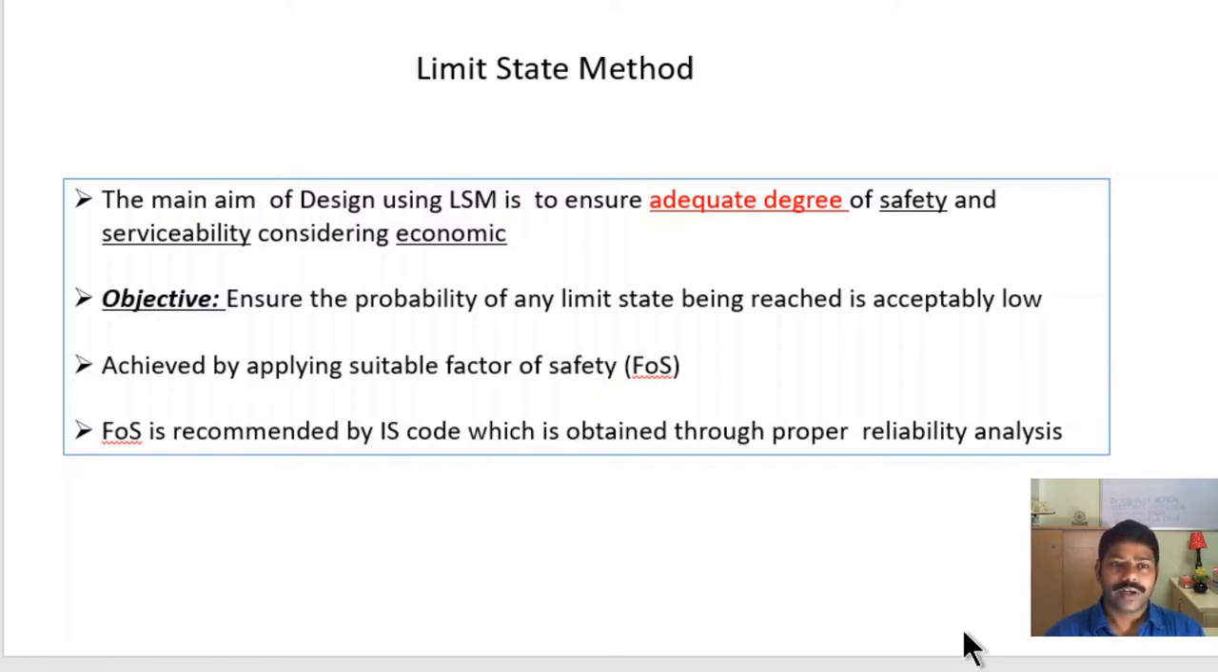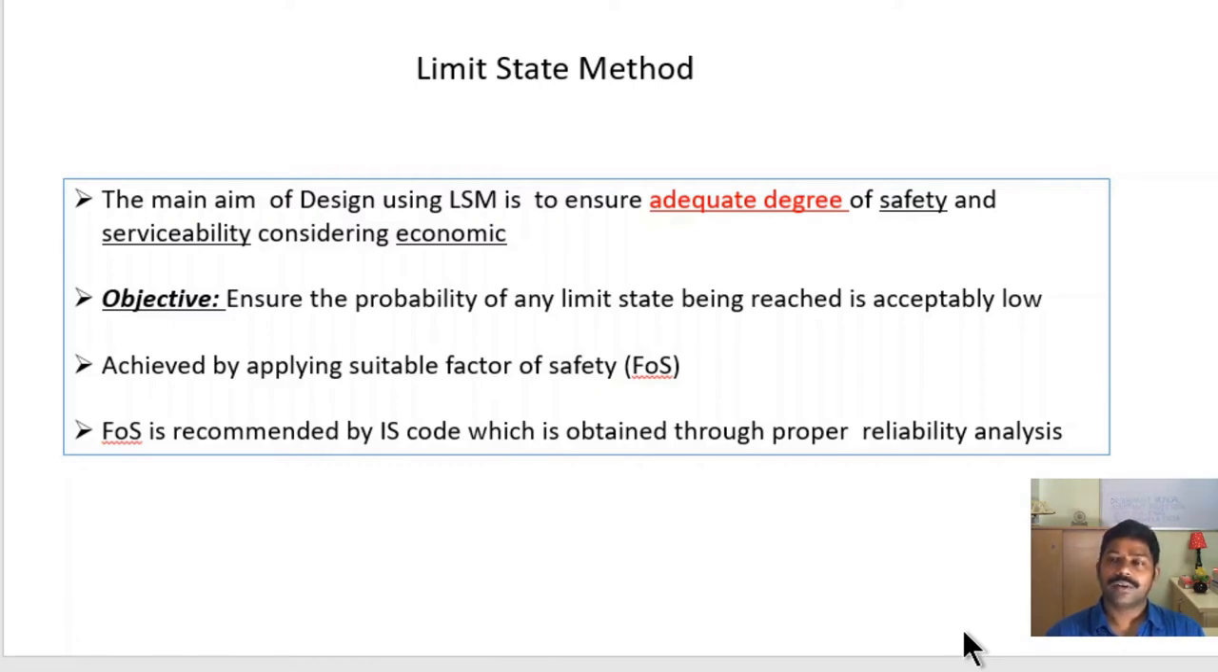The IS code recommends it, and the IS code also obtains it through proper reliability analysis. It is not like somebody gives you some factor of safety and you just apply it. For that reason, the IS code is doing the job for you. It conducts proper reliability analysis to derive the factor of safety for the stress as well as for the loading conditions.